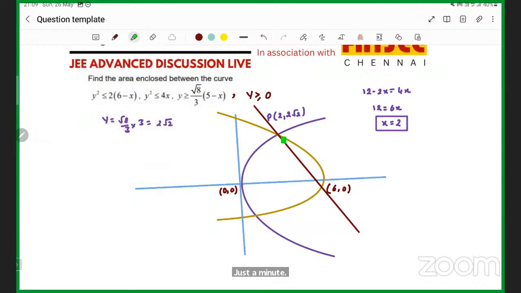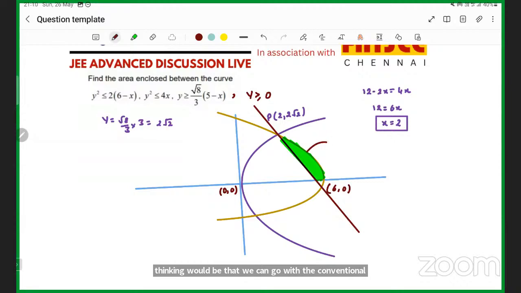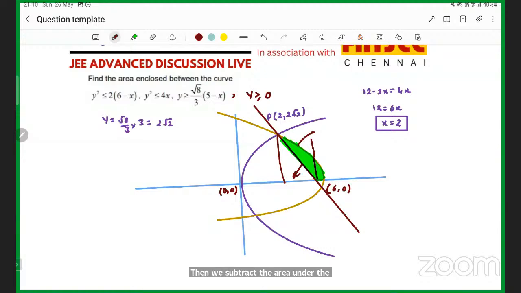Yeah, so we are talking about this region. This is the region which we have to calculate or find in this particular question. So one line of thinking would be that we go with the conventional method: we integrate this curve from here to here, we figure out the area, then we subtract the area under this straight line, and then we do a further integral to calculate this area. So it looks like a lot of calculations are there.